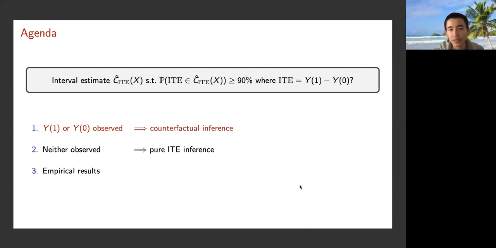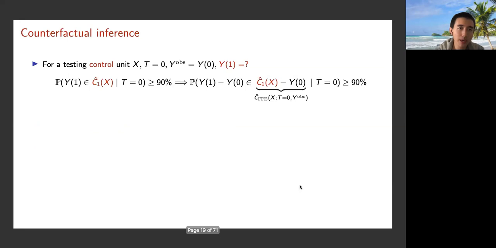Okay, so I will go ahead. Now let's talk about counterfactual inference. Suppose we have a testing control unit. By definition, we know that her Y0 is observed while her Y1 is missing. In this case, suppose we can find a C1 hat, an interval estimate that covers Y1 with probability 90%, given that this person is in the control group. Then we can contrast C1 hat and Y0 to get an interval for ITE. Simple algebra will show that this ITE interval will cover the ITE with probability 90%.